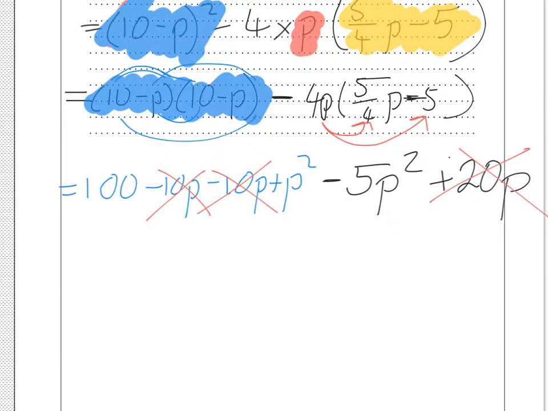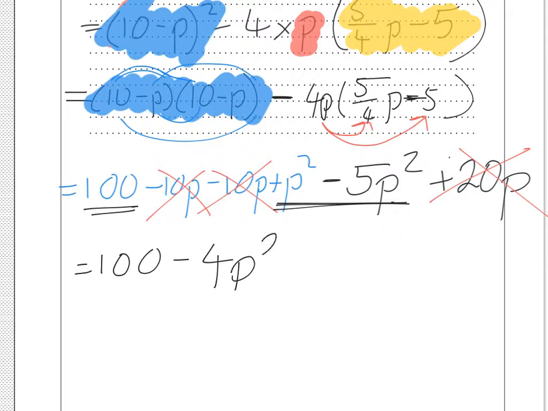And we're basically done at this point because we've already got the 100 there, equals 100. I've got plus p squared minus 5p squared there. So 1p squared minus 5p squared is minus 4p squared. And that was given in the question.